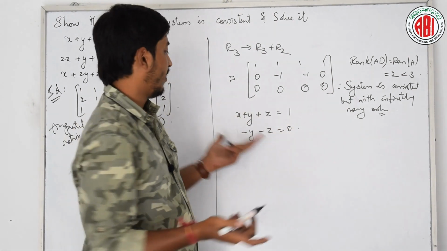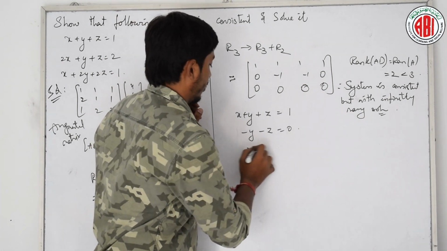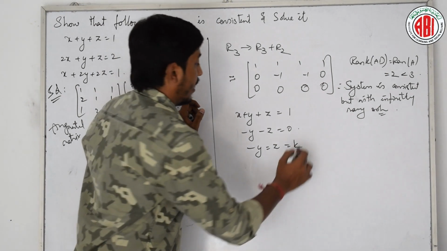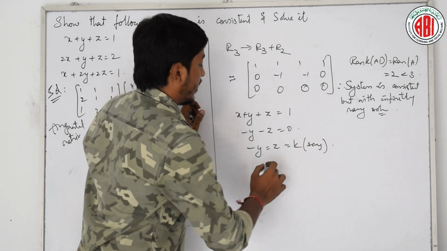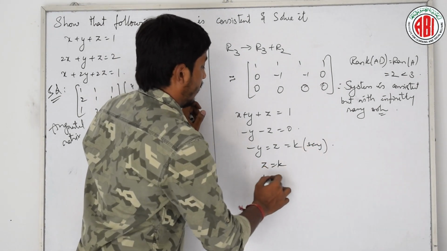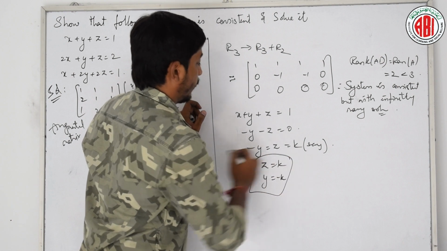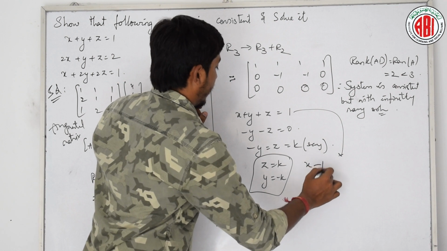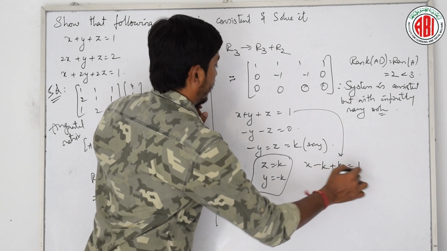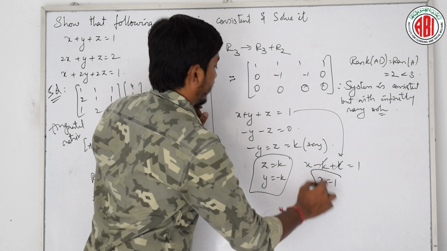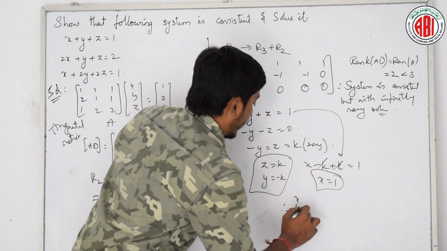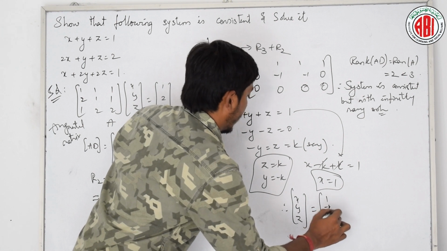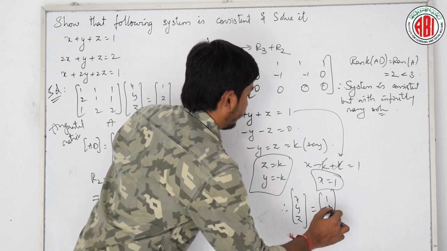Okay, we don't have any option, we have to equate it to something. Minus y is equal to z, let us assume it to be k. Then I know that z equal to k, y equal to minus k. Let us substitute the same in this equation. X minus k plus k equal to 1. These both will get cancelled. I will get x is equal to 1. Therefore, x, y, z solution is 1, minus k and k.